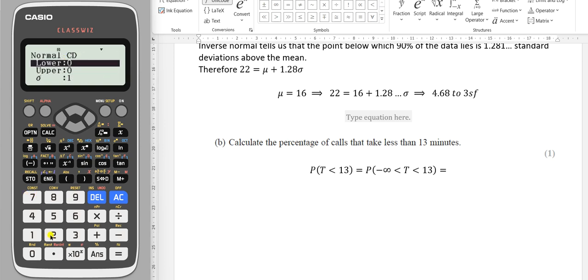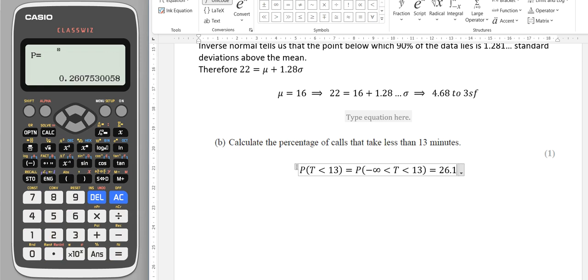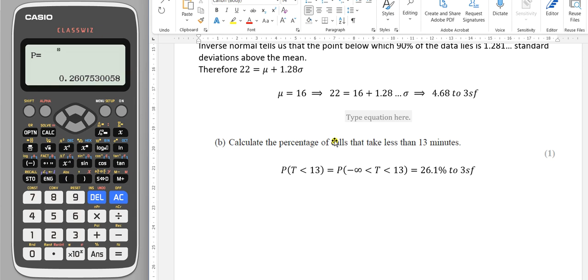So option 2, we put in just a massive lower limit. You can put in 0, probably that'll work fine for most things, but in this case, play it safe and go very, very far below. Upper limit of 13. We now have 4.68 for our standard deviation, and we still have 16 for the mean, 0.26. It doesn't specify a level of precision here, so I'm going to write this as 26.1%. Stick to 3 sig figs. That's what they did before.